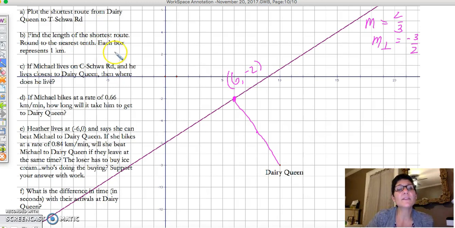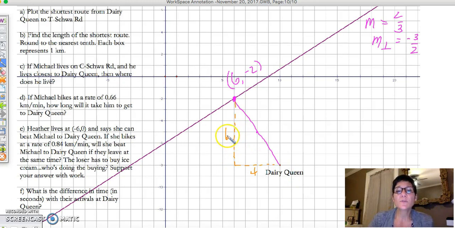Now we want to find the length of the shortest distance. So that should tell you guys that you have to make that right triangle and use the Pythagorean theorem to get that distance. So I'm doing my vertical distance and my horizontal distance. 1, 2, 3, 4. So this is 4. And I'm going up 1, 2, 3, 4, 5, 6. So this is 6, right? Let me count: 1, 2, 3, 4, 5, 6.